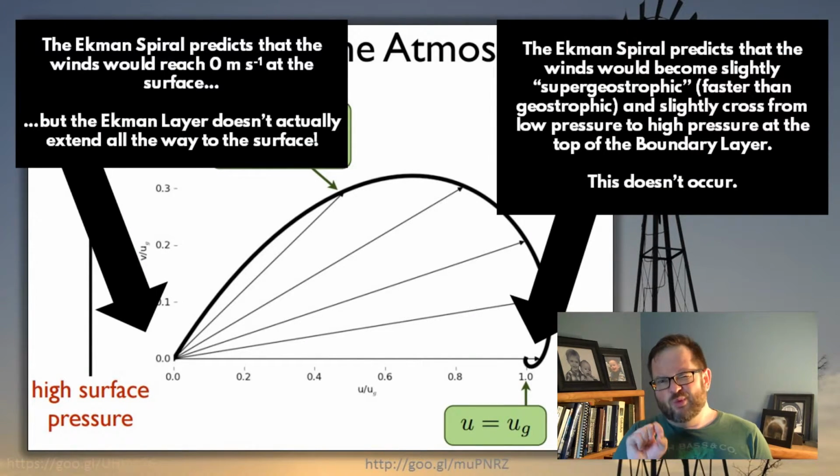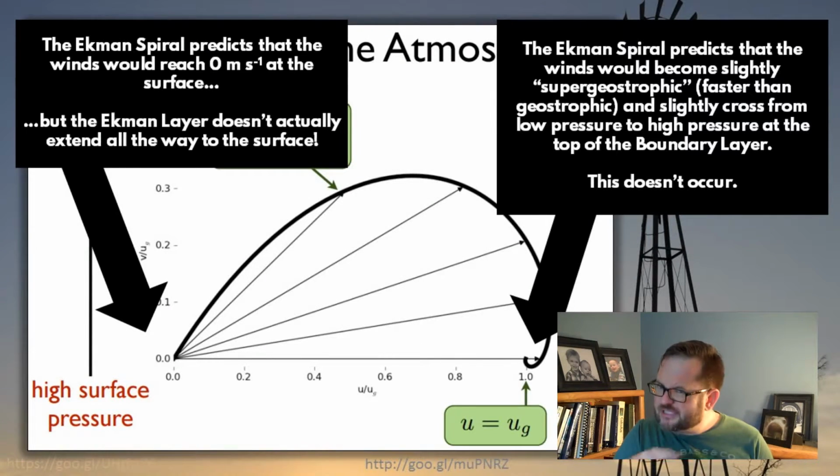But there are a couple of weird things about the Ekman spiral that aren't exactly thrilling. For example, notice that the Ekman spiral would actually predict that the wind speed would get all the way to 0 at the surface. Well, the Ekman spiral applies to the Ekman layer, and the Ekman layer doesn't go all the way to the surface. So you can cover up the bottom part of that diagram there. We don't go all the way to the surface anyway, so that idea that it somehow predicts the wind would be 0 at the surface isn't relevant.